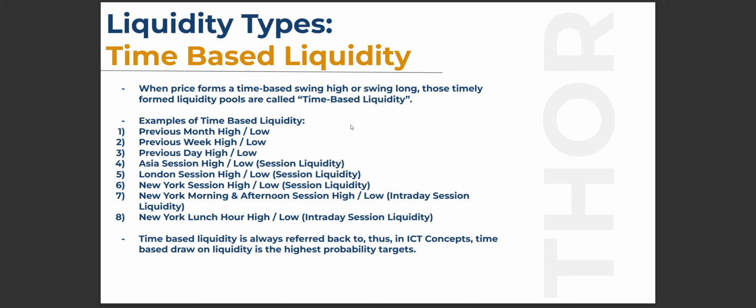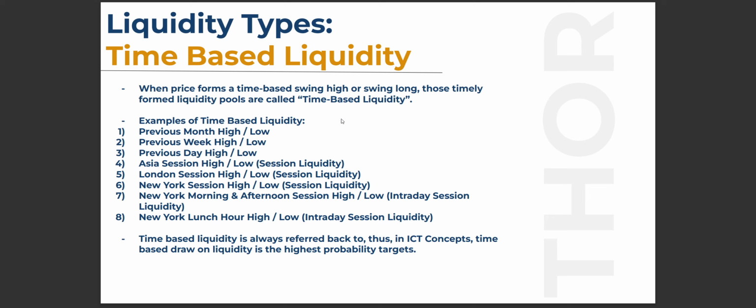Another liquidity type, and this is my favorite, is time-based liquidity. Time-based liquidity is basically whenever price forms a time-based swing high or a swing low. There's a typo there. Swing low. Those timely formed liquidity pools are called time-based liquidity. So for example, we have the previous month high and low, right? We have weekly highs and lows, and we have daily highs and lows, and then we have the Asia session high and low, which is called session liquidity. Now we are going lower in the time frames.